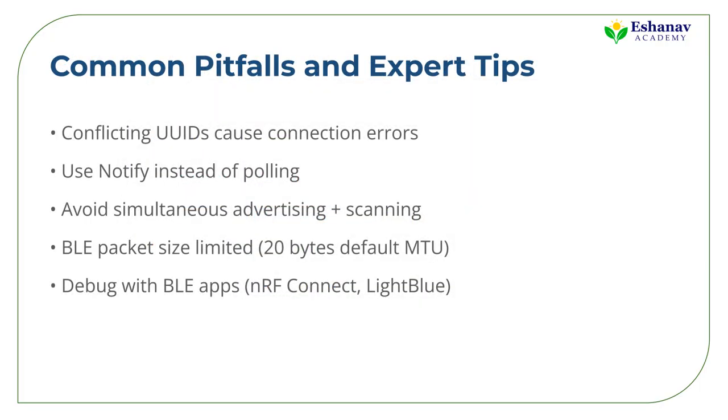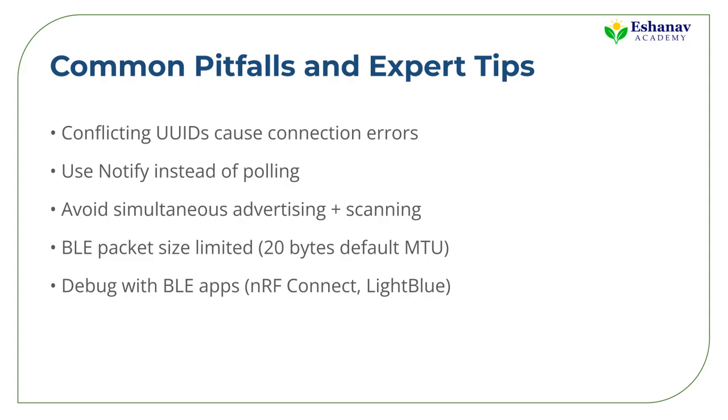When working with BLE, several common pitfalls can derail projects if you're not careful. One issue is UUID conflicts. If two devices share the same UUID unintentionally, connection errors may occur. Another mistake is relying on frequent polling instead of using notify. Polling wastes energy and reduces responsiveness, while notify allows peripherals to push data only when necessary.